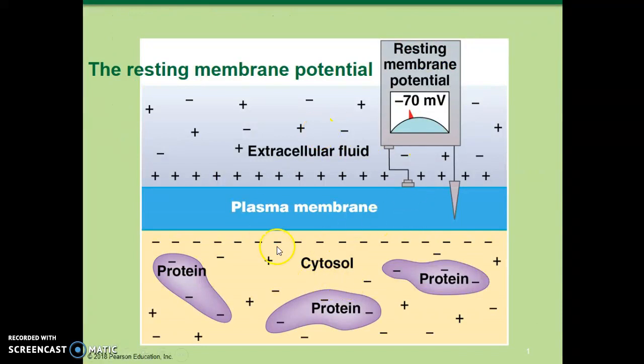So here's a picture of that. This is the plasma membrane. Inside the plasma membrane are negative charges. Outside the plasma membrane are positive charges. And this is just showing that some of the things that cause the negative charges on the inside are these proteins, which do not travel across the membrane. So you always have these negative proteins inside the membrane.